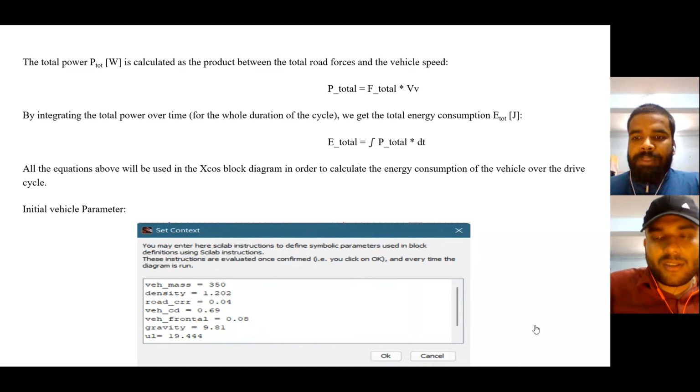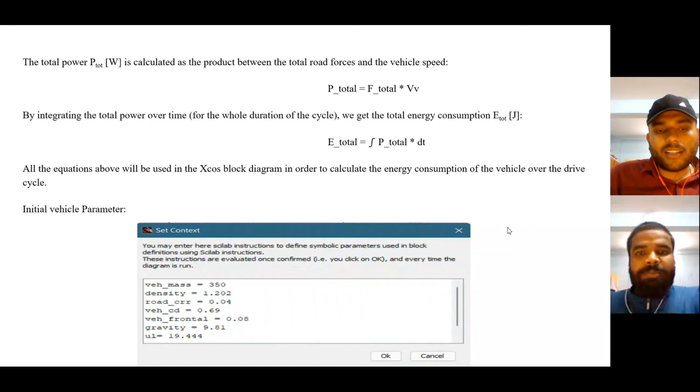Thank you, Sandeep. After that, the third agenda item is the initial vehicle parameters as an input set. We are going to set these vehicle parameters as inputs in SCILAB using the set context. We use vehicle parameters because every time we iterate, if some calculation is done but we have to change a parameter, we need to iterate again. So we can use not a constant value, but name that constant value as a variable.